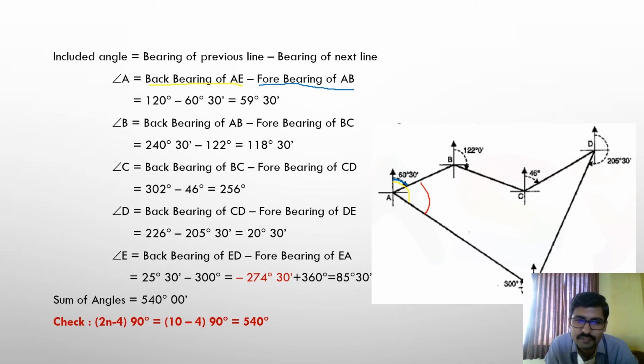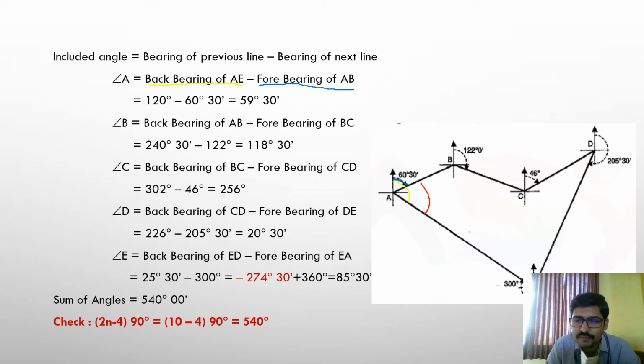This is the back bearing of AE, which we have calculated because the forward bearing of line AE is given as 300 degree. So minus 180 because it is more than 180. So 300 minus 180 will give you 120 degree. That is the back bearing of AE, minus the forward bearing of AB, which is given in the problem itself, so minus 60 degree 30 minutes. That gives you 59 degree 30 minutes. So this is how angle A is calculated.